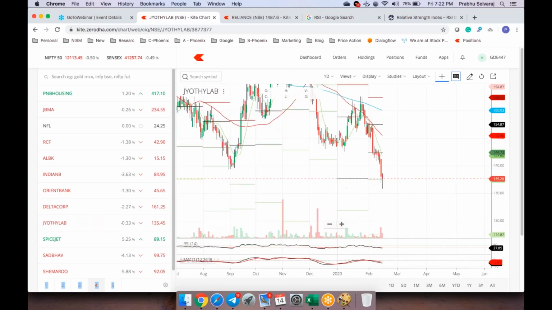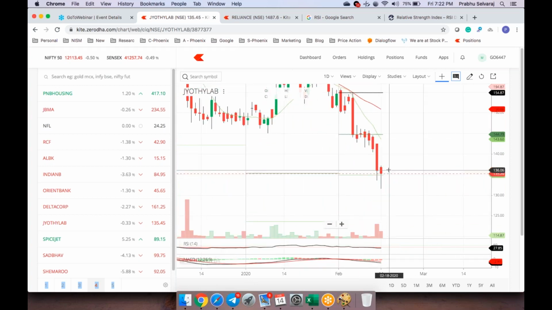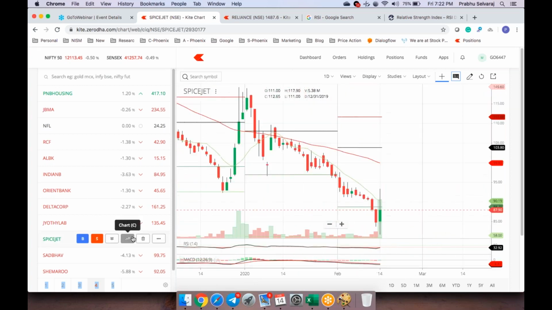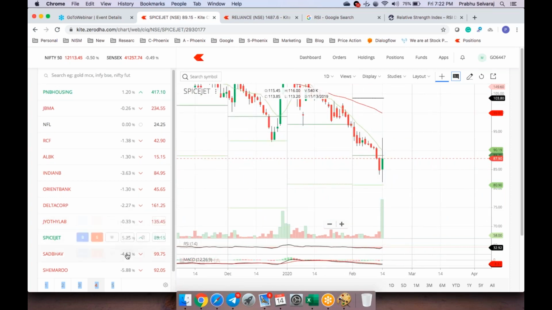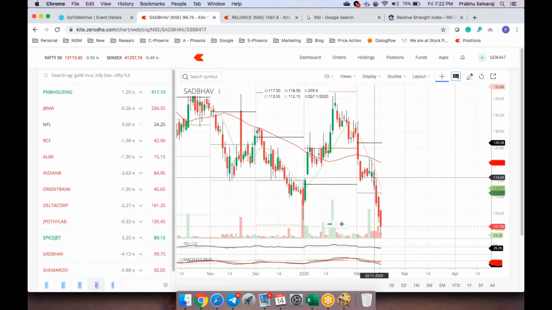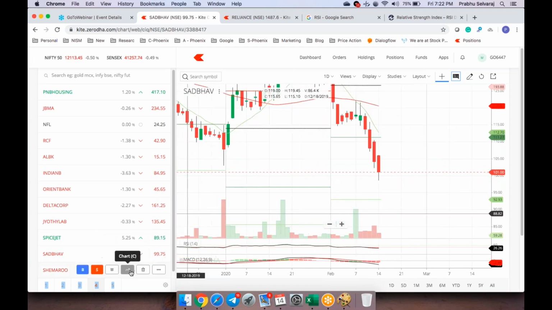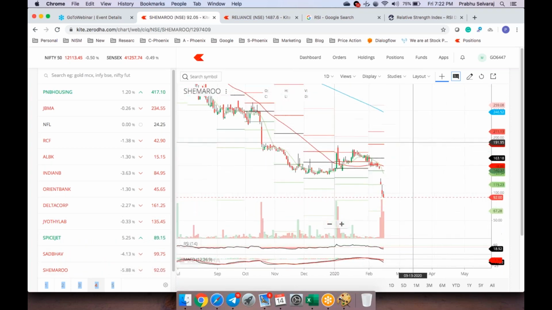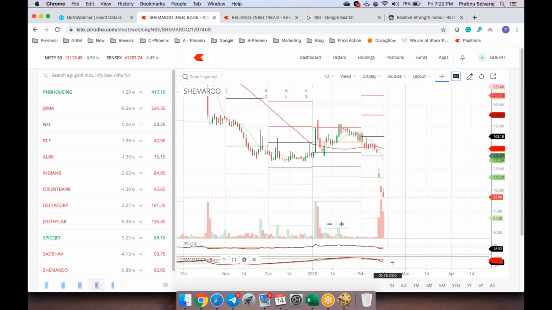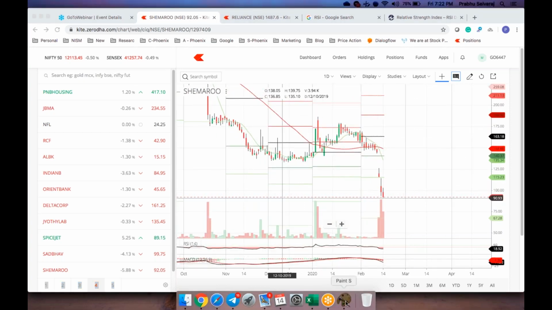Jyoti Labs, a reversal sign today. We might get a reversal sign from Monday onwards. SpiceJet, I'm expecting a reversal. It happened today. Let's see how it goes. So all these stocks are basically a trade from bottom where it can take a reversal at any point of time. That is called trade from bottom.